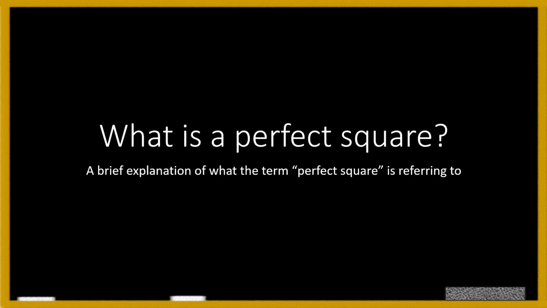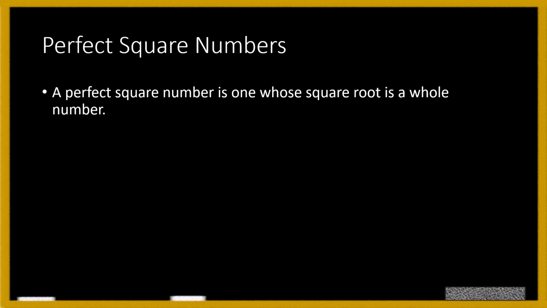What is a perfect square? In this video, I'm going to give you a brief explanation of what that term means and what it's referring to, because you'll hear the word perfect square a lot. So first we need to talk about perfect square numbers. What are they? A perfect square number is one whose square root is a whole number.